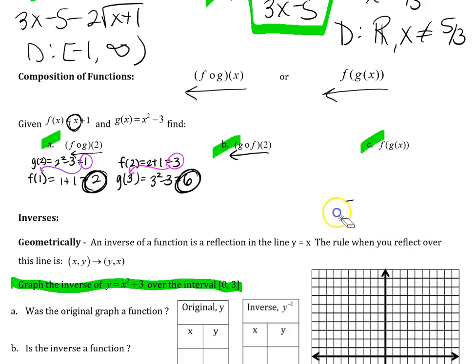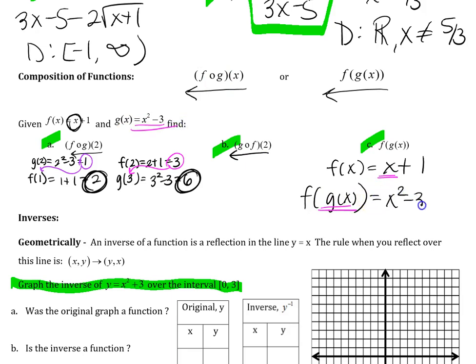Another way I tend to write it as well is I'm taking g of x and plugging it into f of x, right? So sometimes I'll write down f of x first. And then I remind myself, if I'm plugging g of x into that, everywhere I see an x, I'm going to replace it with g of x. What's g of x? X squared minus 3. Either way, you get the same answer.